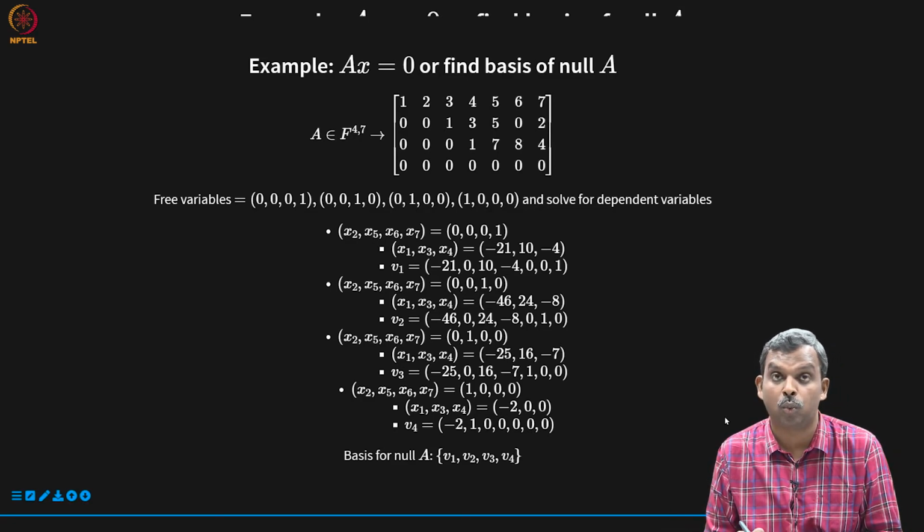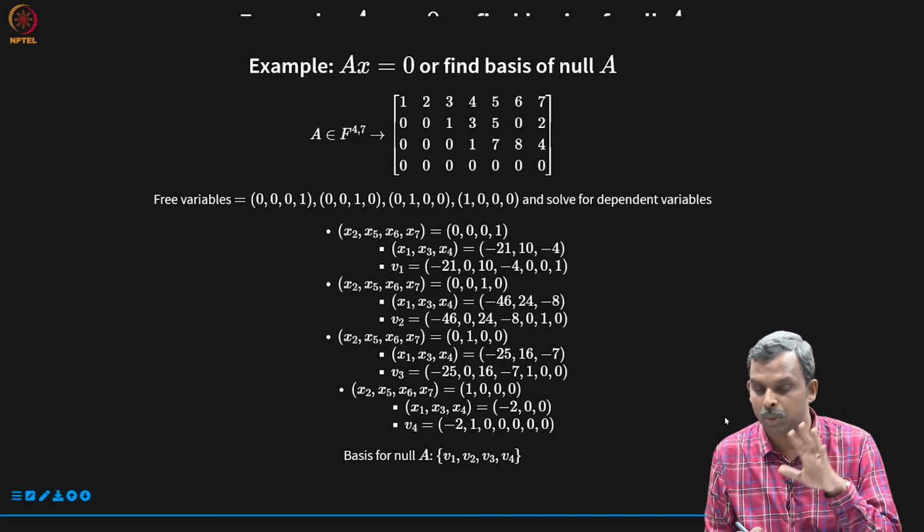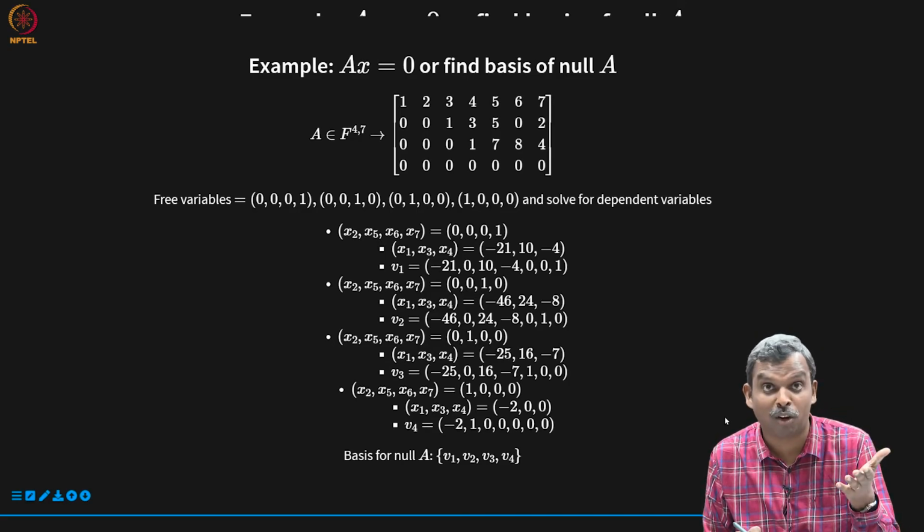So now it's important to quickly realize that the basis for the null space will be v1, v2, v3, v4. Why? Because v1, v2, v3, v4 clearly belong to the null space. A v1 equals 0, A v2 equals 0. We have solved for it like that.